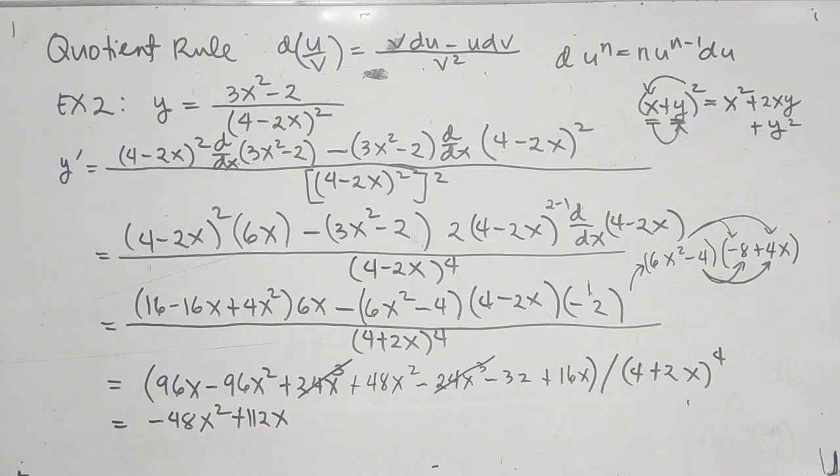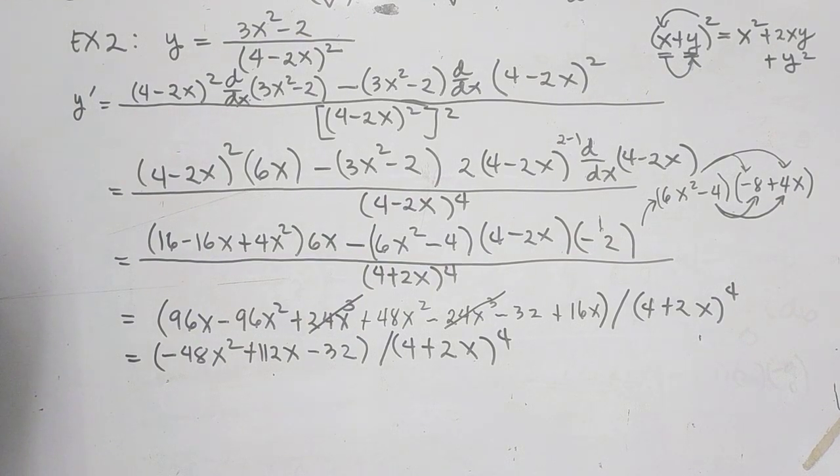And then we have negative 32. Okay, so negative 32, divided by 4 plus 2x raised to 4. Now, if we can factor this one, okay, we will continue. I am arranging the screen.